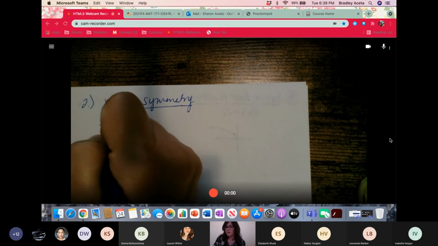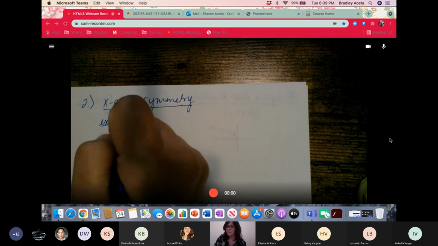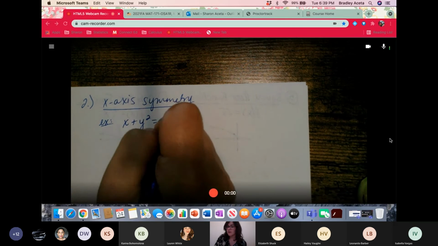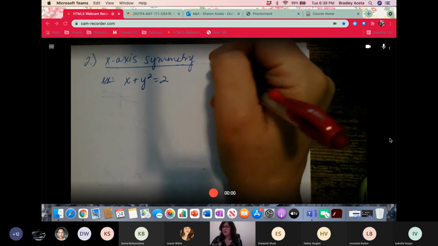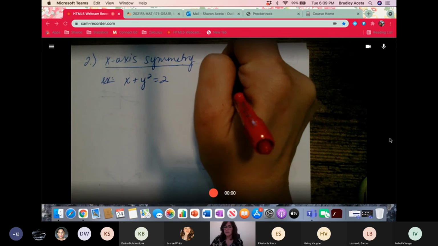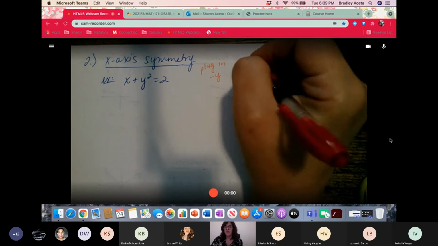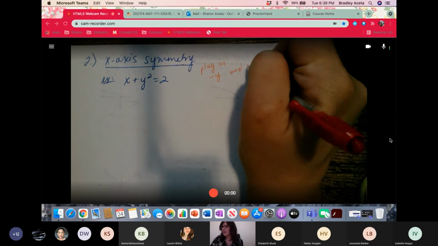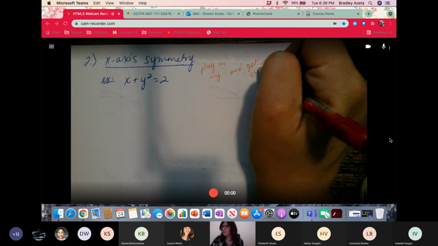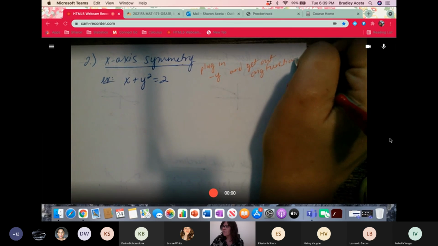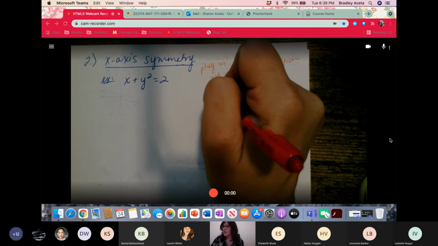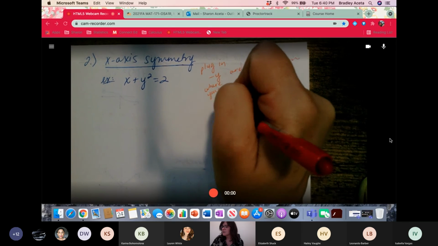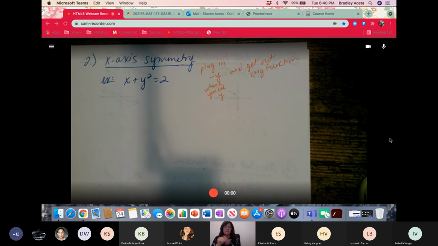And x-axis symmetry, let me give you an example, would be x plus y squared equals 2. So x-axis symmetry, you should be able to plug in a negative y and then get out the original function. Plug in a negative y where you see the y.